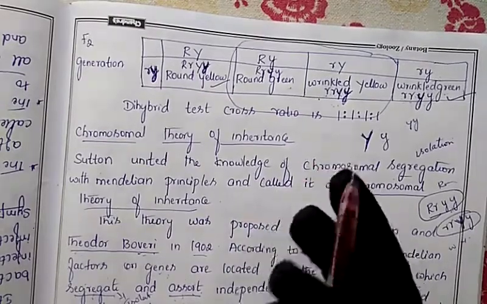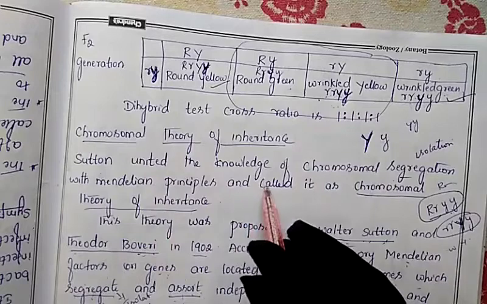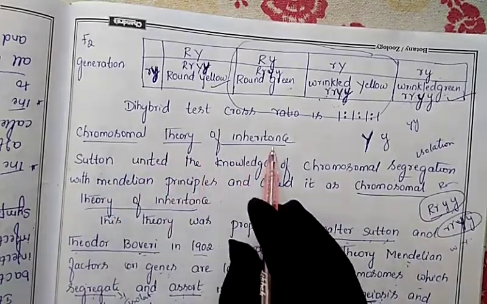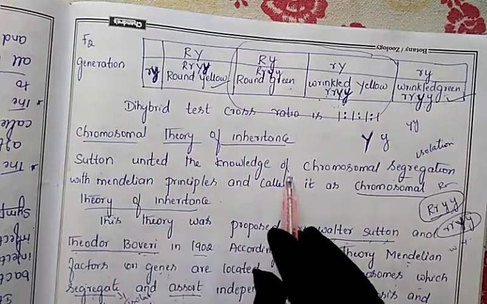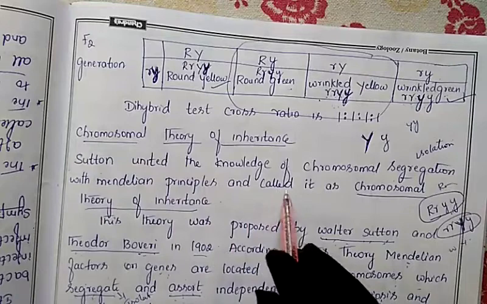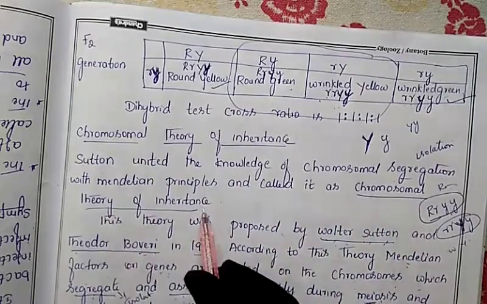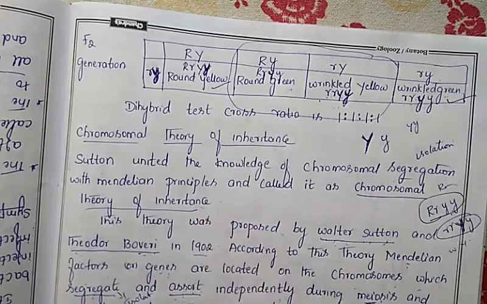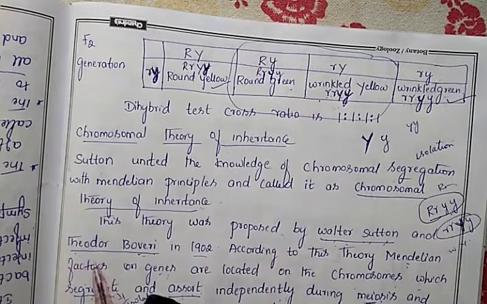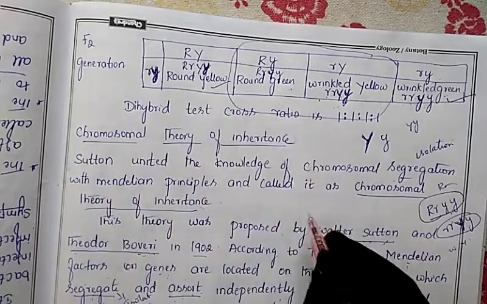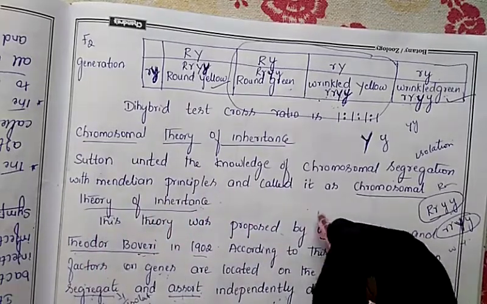So by taking that concept, Sutton put forward another theory, which we call the chromosomal theory of inheritance. Sutton united the knowledge of chromosomal segregation with Mendel's principles and called it the chromosomal theory of inheritance. He collected the knowledge of Mendel, who in his second law was telling the same thing.